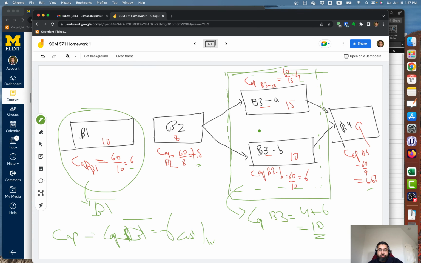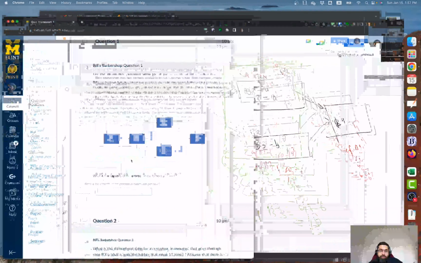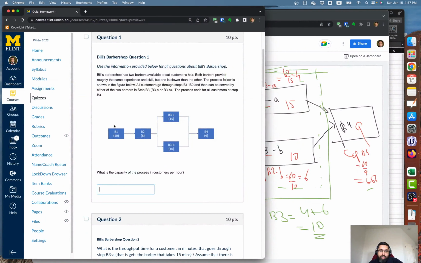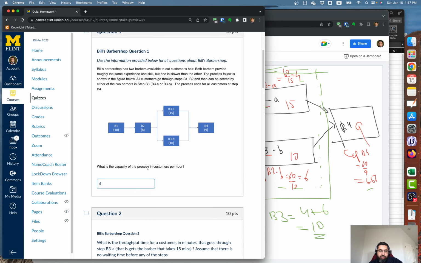And so this is the tricky part. You find the capacity of this, the capacity of this, add them up for the total capacity of B3, then you compare capacities to find the bottleneck and find the answer. So the answer to this problem is that step B1 is the bottleneck. It's going to drive the capacity of the process, and that's going to be 6 because that's the capacity of the bottleneck B1 in customers per hour.